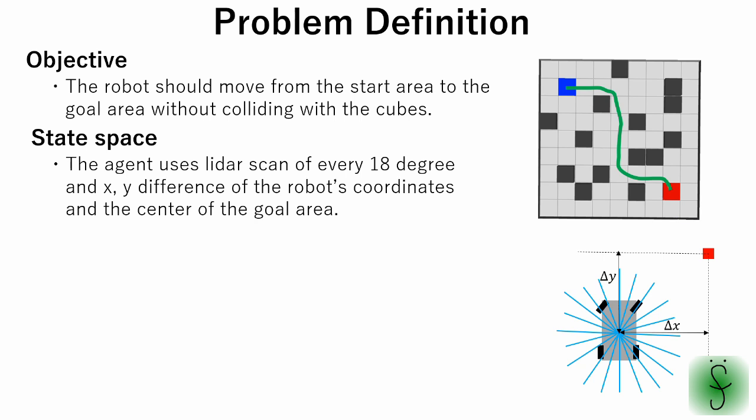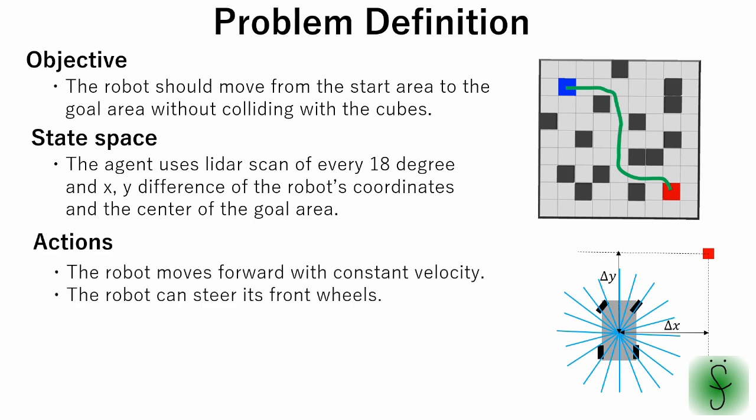So, state space is represented as a one-dimensional array with 22 elements. The robot moves forward with constant velocity. The only action it can take is to steer the front wheels. So action space is represented as a one-dimensional array with one element.